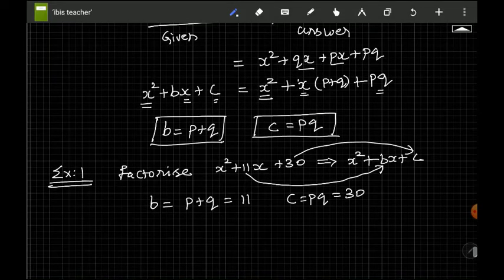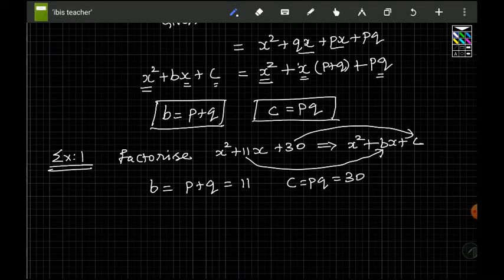So the product of p and q, if x plus p and x plus q are factors of this polynomial, pq must be 30 and p plus q must be 11. So pq, the product of two numbers, is 30. So you take 30. How many ways can you write 30 as a product of two numbers?